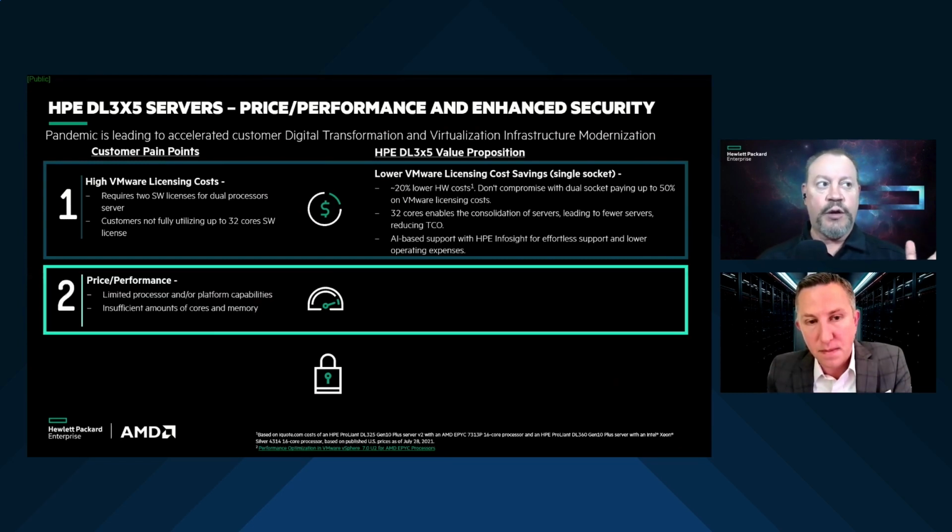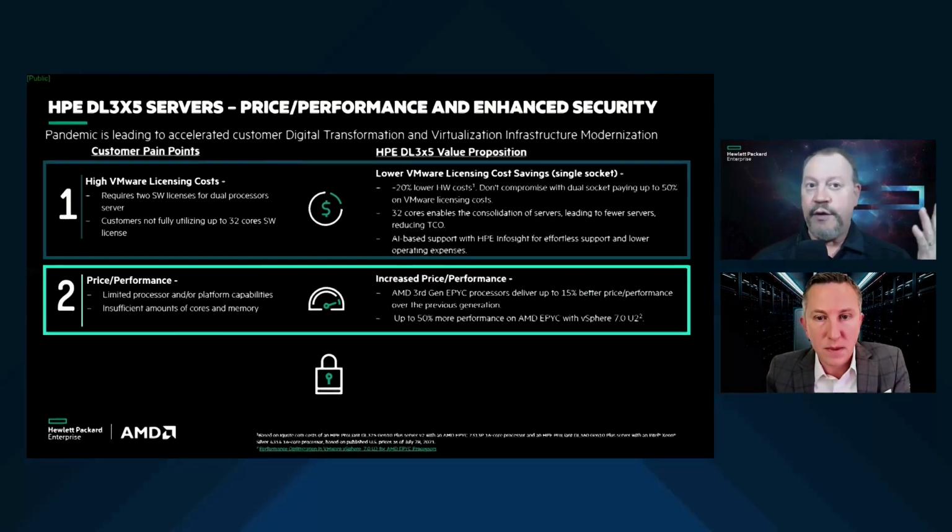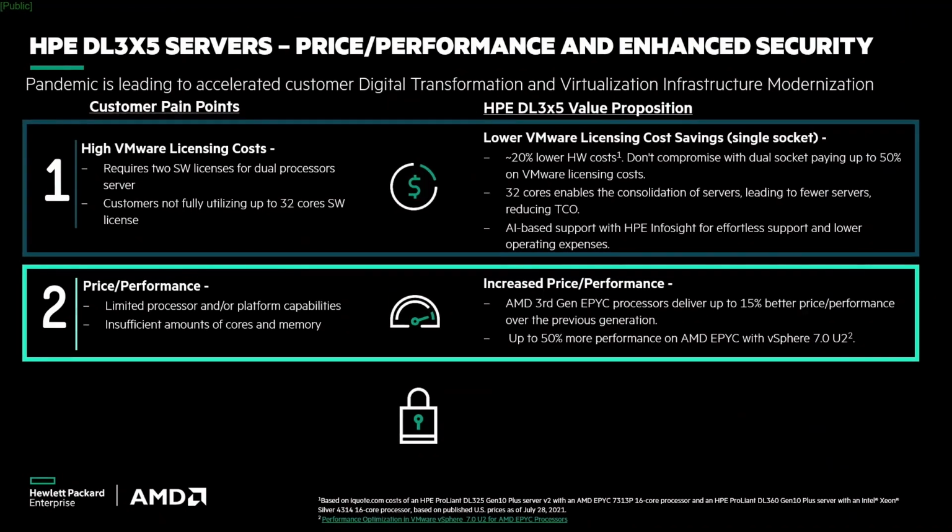And then when we look at price performance, for those applications that are limited by processor or platform capabilities, we have the third gen EPYC, right? 15% better price performance and 50% more performance on AMD EPYC with vSphere 7, which is huge.